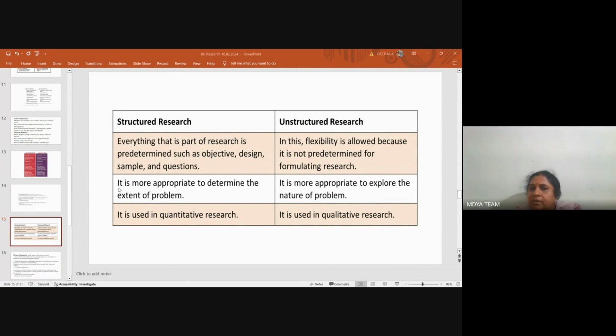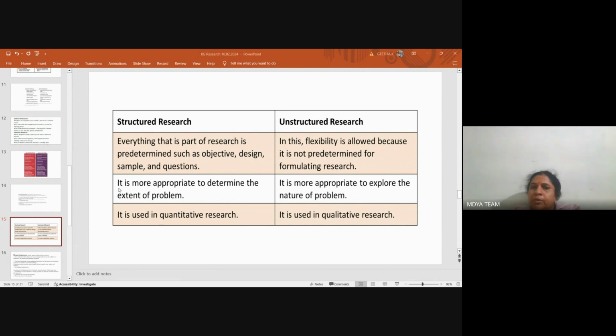Okay, then here comes, it is more appropriate to determine the extent of the problem. Structured research means, that's why they are calling it structured. When you are giving a proper structure for your research, the main motive of research, as we have already discussed, is identifying the problem and then finding out a solution for the problem.